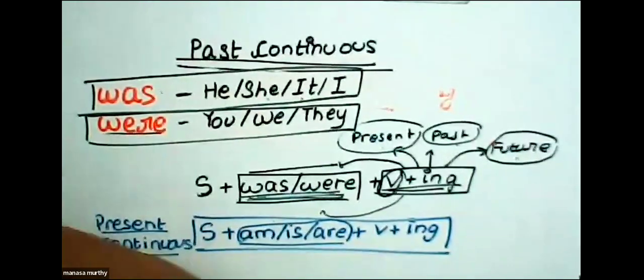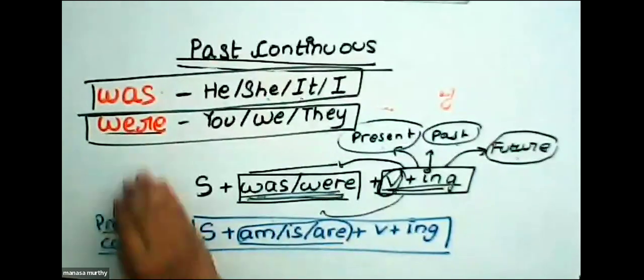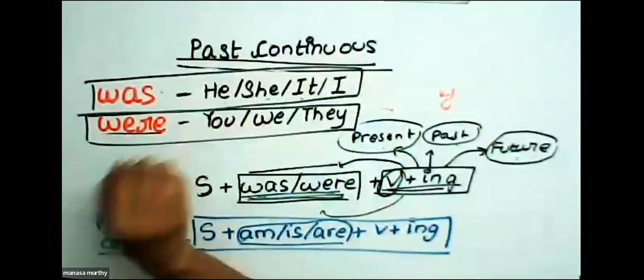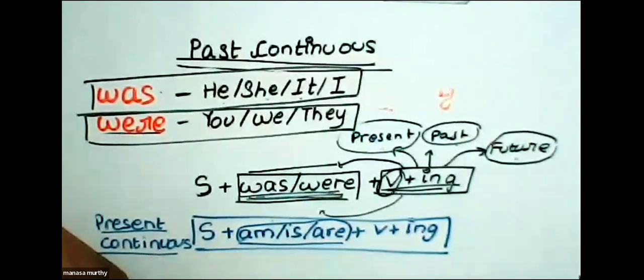Fine. The basic structure, meaning of past continuous and when and where we use was and were is being told to you. A quick information about past continuous tense. In depth, we'll be seeing about meaning, definition, structure in positive, negative, interrogative now.